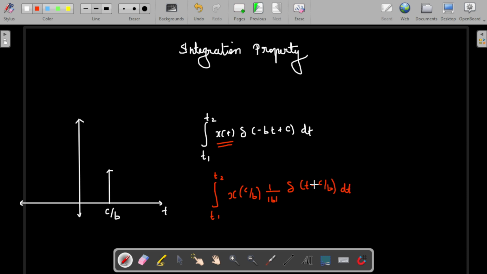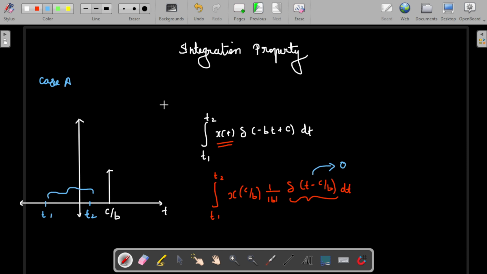So if this impulse at c by b lies between these two limits, then only the output will be 1. Otherwise, the output will be 0. So we are going to take case 1. Let me take blue for case 1. Case A is that the time interval t1 is here and t2 is here. If you see here, the impulse is not between these time limits, so this will become 0.